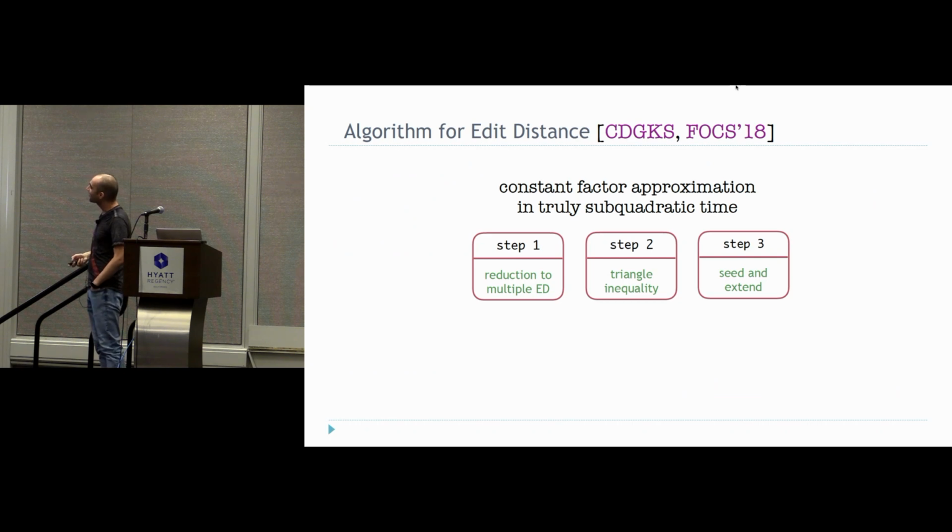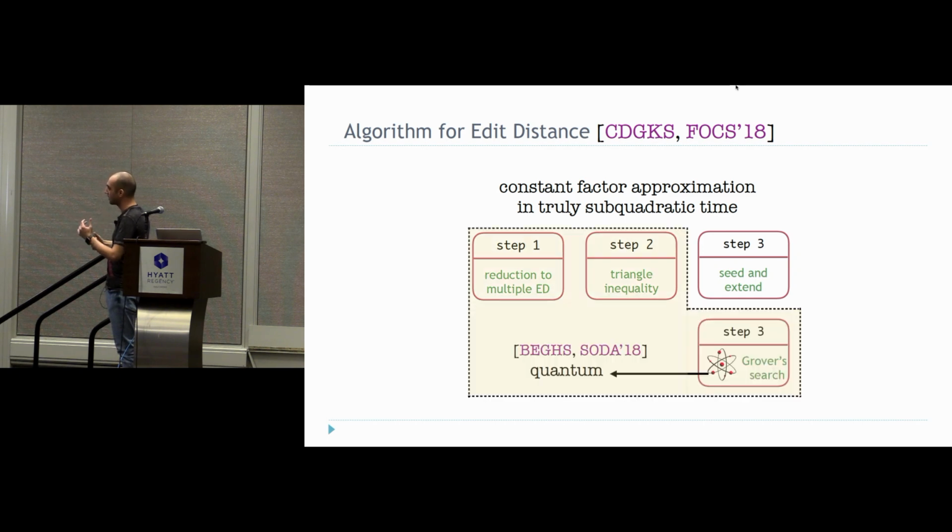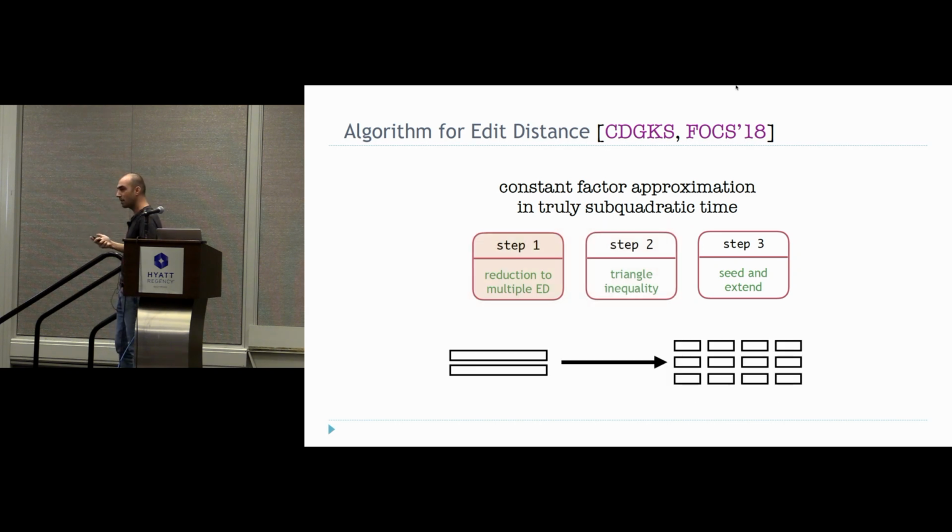Now, our algorithm for LCS is inspired by the same solution for edit distance. This is given by Chakrabarty et al. They have this framework that has 3 steps. If you combine all these 3 steps together, then you get a constant factor approximation. One thing to note is that a similar framework was previously used to get a quantum solution. Previously, in one of the steps, they used a search from quantum machinery, and because of that, the algorithm was quantum.